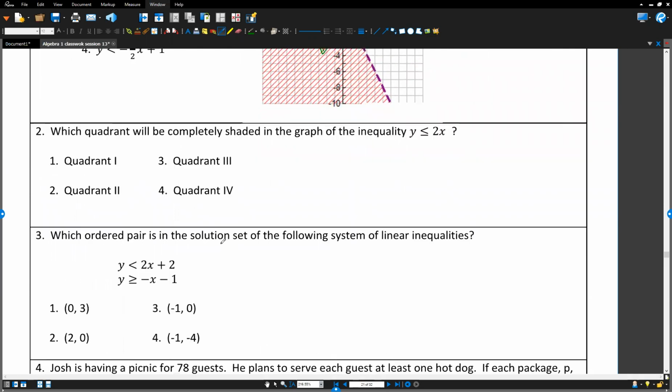Okay, number 2: which quadrant will be completely shaded in the graph of y is less than or equal to 2x? The graph is y equals 2x. So less than is the lower part. That is solid. The graph of y equals 2x looks like this. Solid, and the lower part.